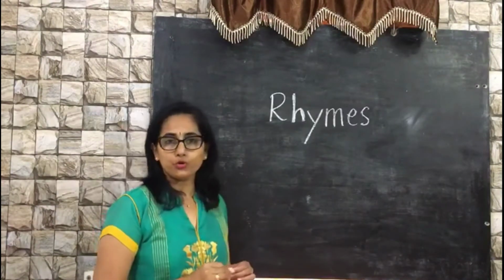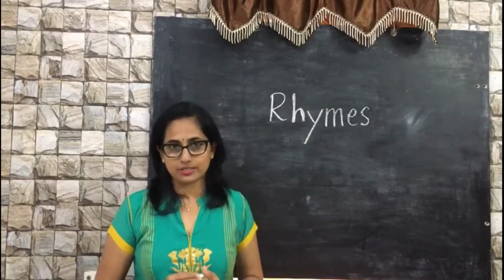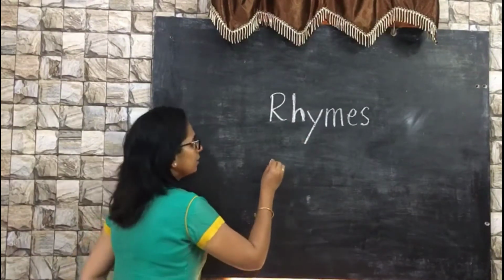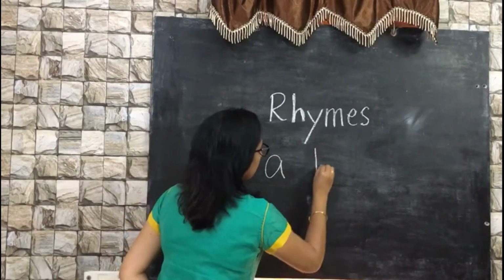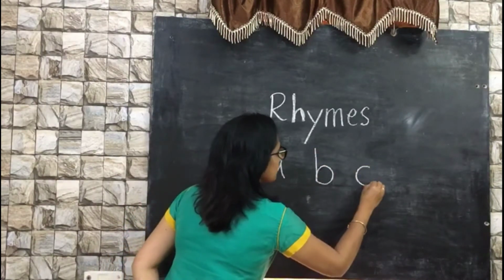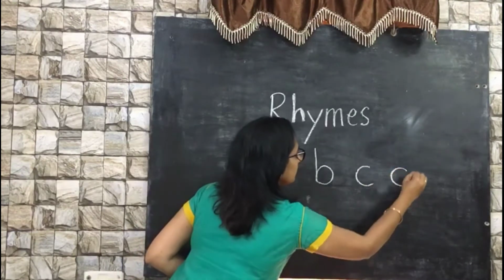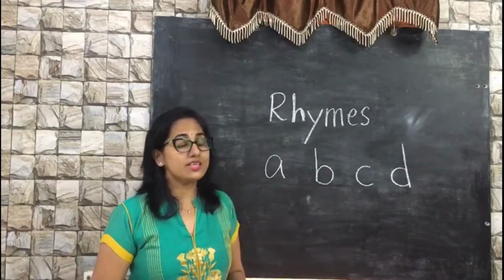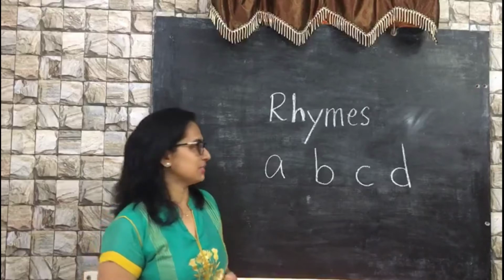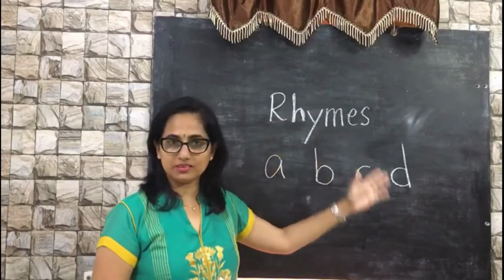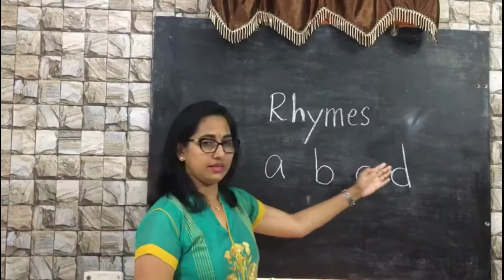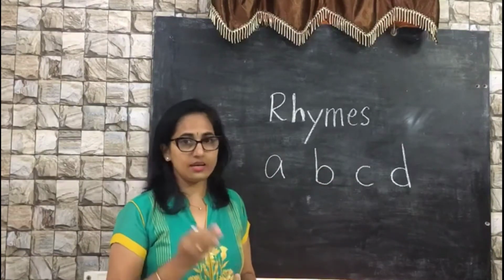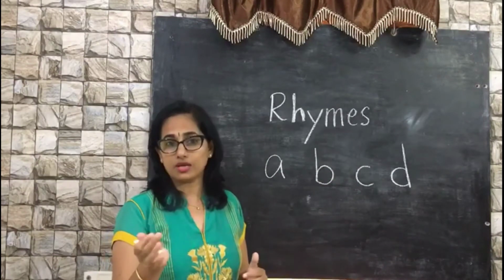Now let me show you the rhymes methodology. I'm going to introduce 4 letters: A, B, C and D. Music has a magical power, right? So we are going to apply the same method here. I'm going to introduce letters A, B, C and D in this particular class. In our next class, I will be introducing the next 4 letters.